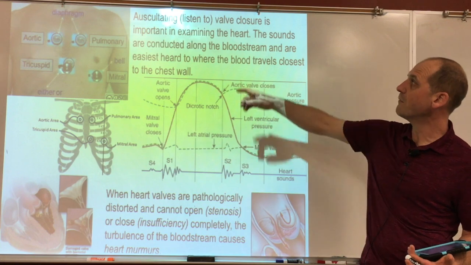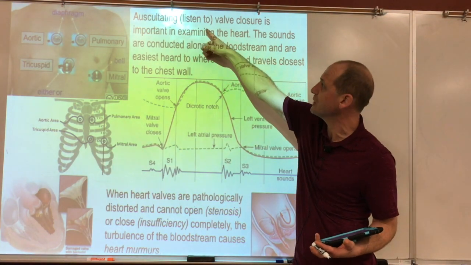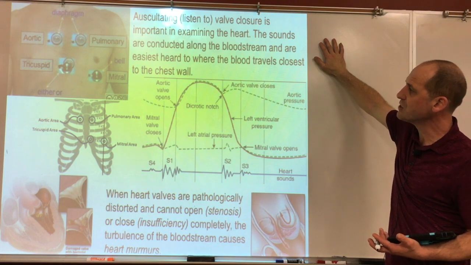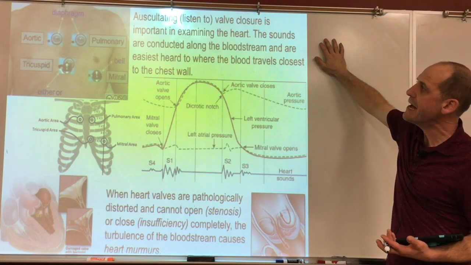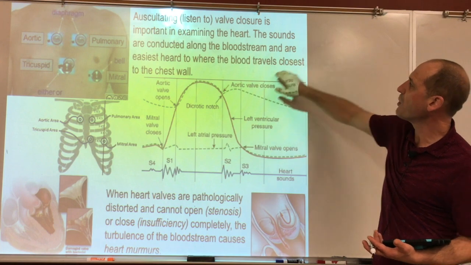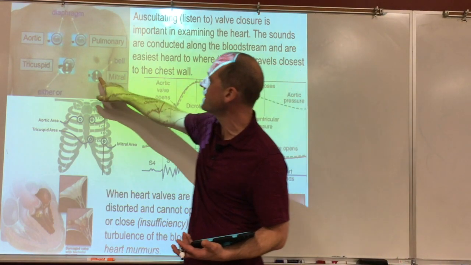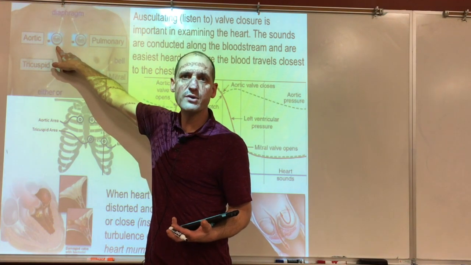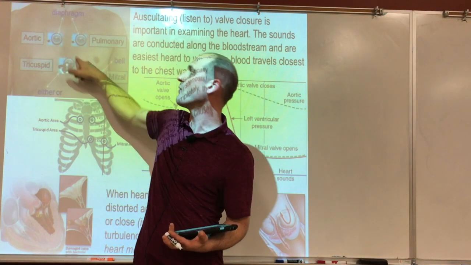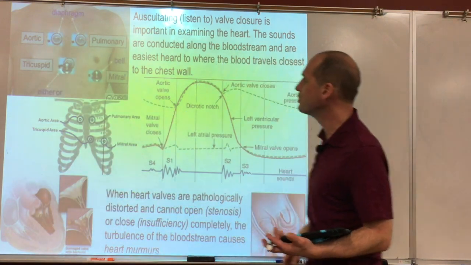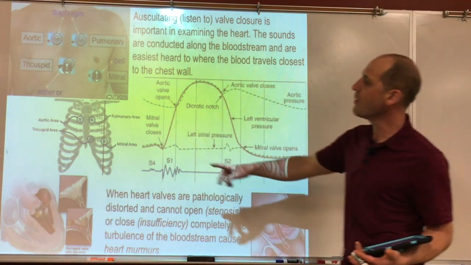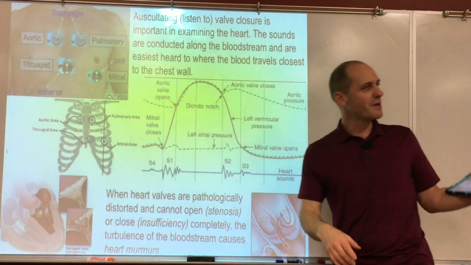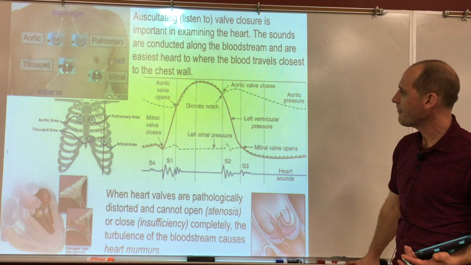And we can listen to them. When we listen to them, we call that auscultation. Listening to the valve closure is very important to examine. The sounds are conducted along the bloodstream and are easiest heard where the blood travels closest to the chest. So you can listen to these valves with different parts of the chest, and you hear different valves best, even though they're not right where they are. That's where the sounds project. And so I put a little diagram up here so you can see where they are in case you're learning that in an MA program or something like that, right?